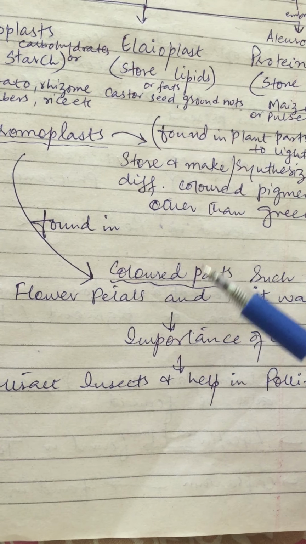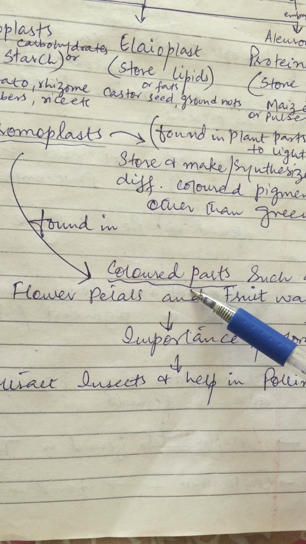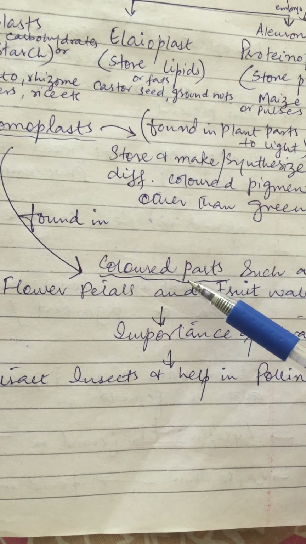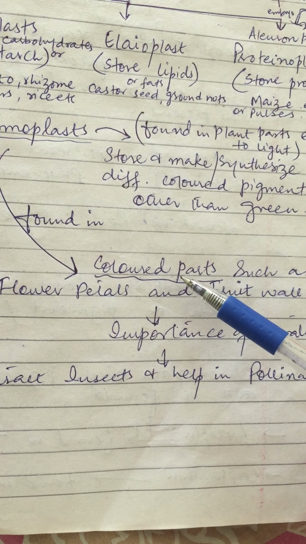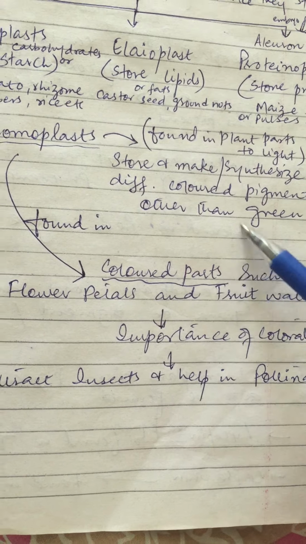Chloroplast, the type of plastid which is green in color. The pigment present in them is known as chlorophyll, and these are found in the green parts of the plant and act as the site of photosynthesis.